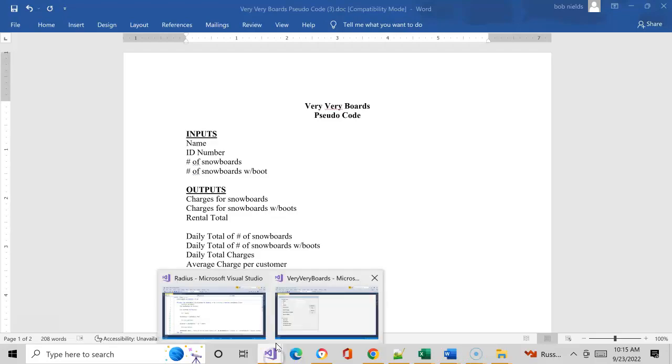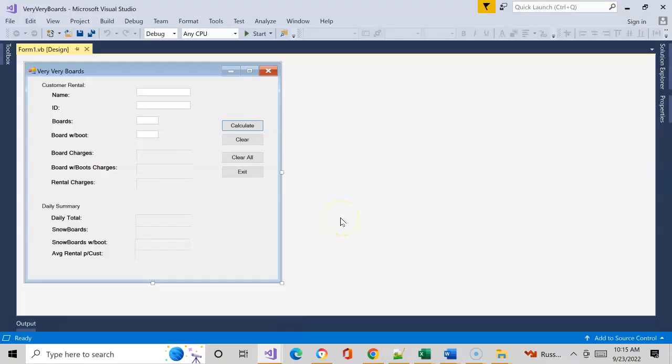I want to show you something real fast. Let's go ahead. This is what I'm talking about. Maybe this might give you a better idea of what this problem is actually going to look like, okay? In this case, you see I have a customer rental, first name, last name, boots, and it's going to give us my outputs, my board charges with boots, and my rental charges, okay? And then it's going to have a daily summary. See this daily summary piece here? We'll talk about how we can use these group boxes to help us design our GUI a little bit more intelligently and easier on the eyes to read, all right? But that's what the output would be.